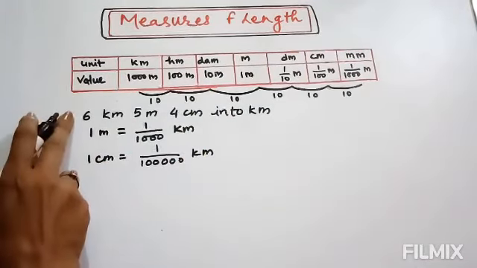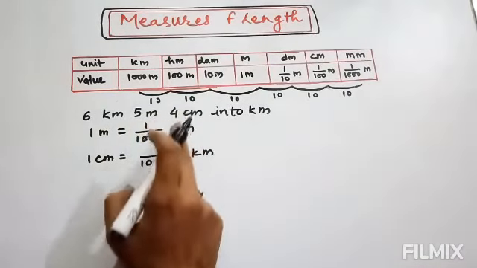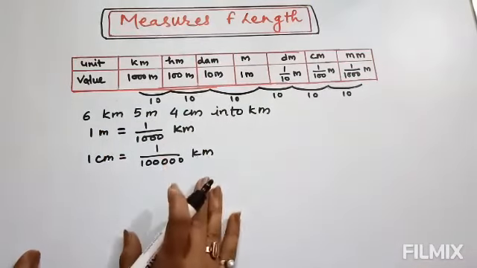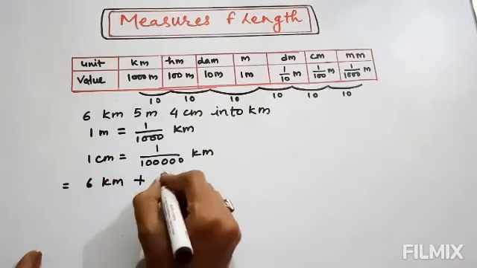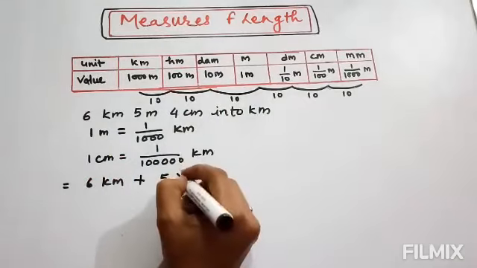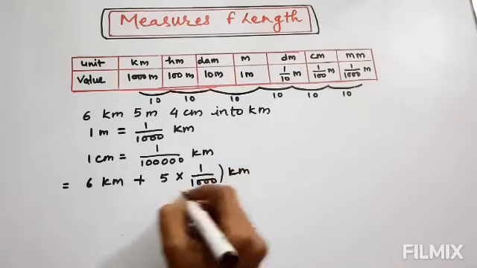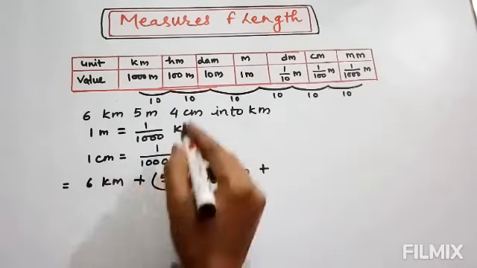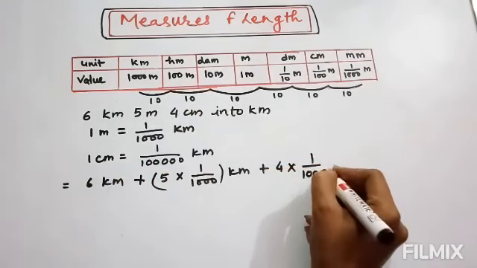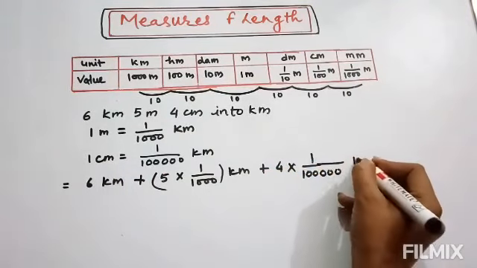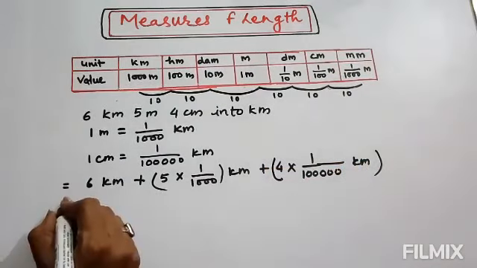Now we will write 6 kilometer as it is, and we will multiply these 5 and 4 as I explained. So let's do this: 6 kilometer plus 5 multiplied by 1/1000 kilometer, plus 4 multiplied by 1/1 lakh kilometer. Okay, now follow the process and complete this.